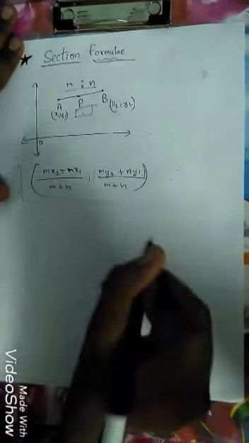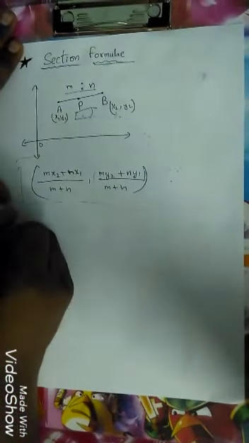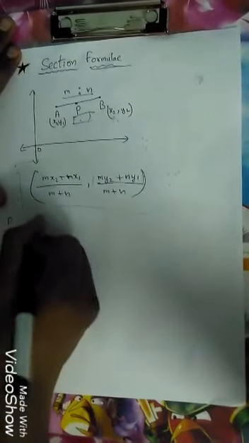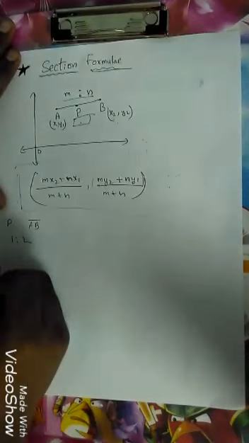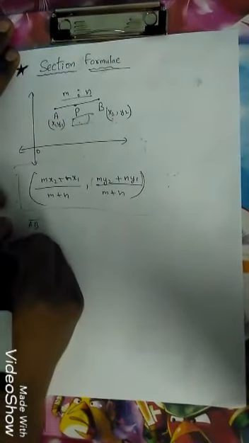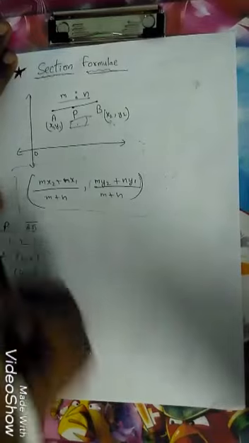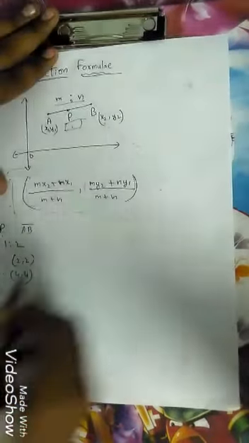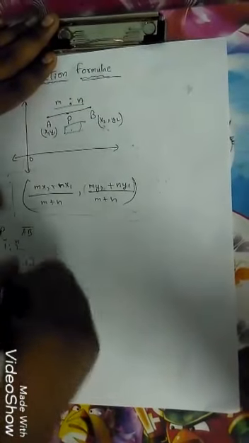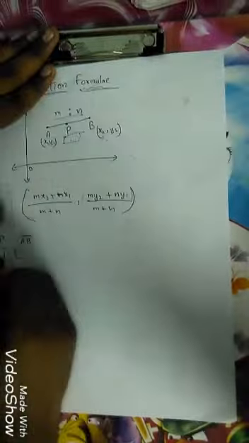Now let us take an example. Point P divides a line segment AB in the ratio of 1:2, and the coordinates of A are 2, 2 and B are 4, 4. Now to solve this problem and to find the coordinates of P, we need to use this formula. m is 1 and n is 2. Let us substitute these values in this formula.